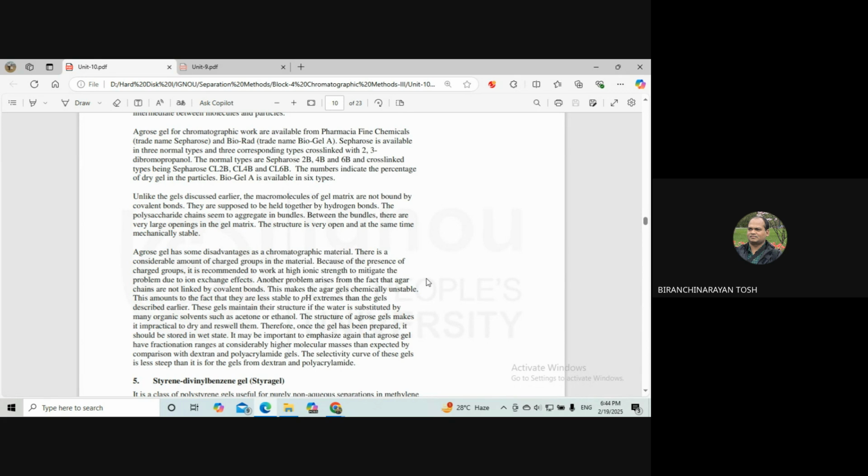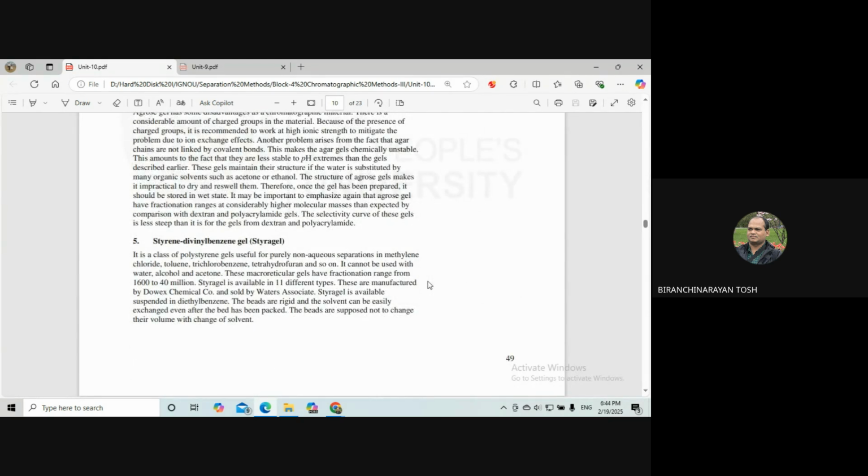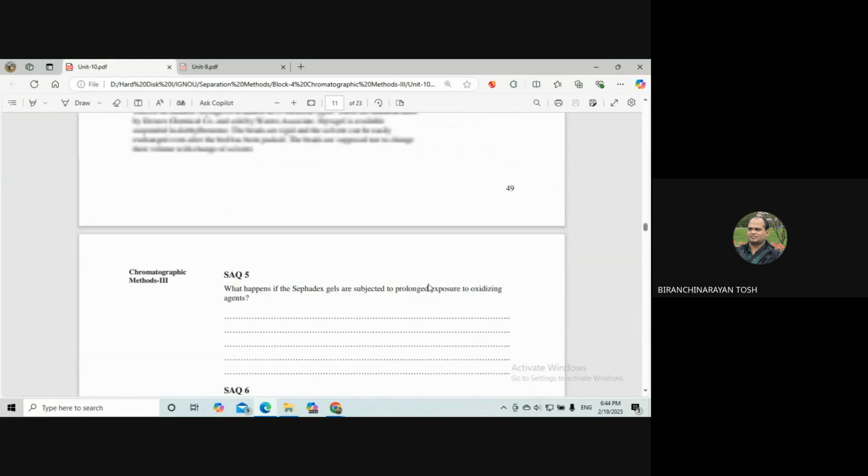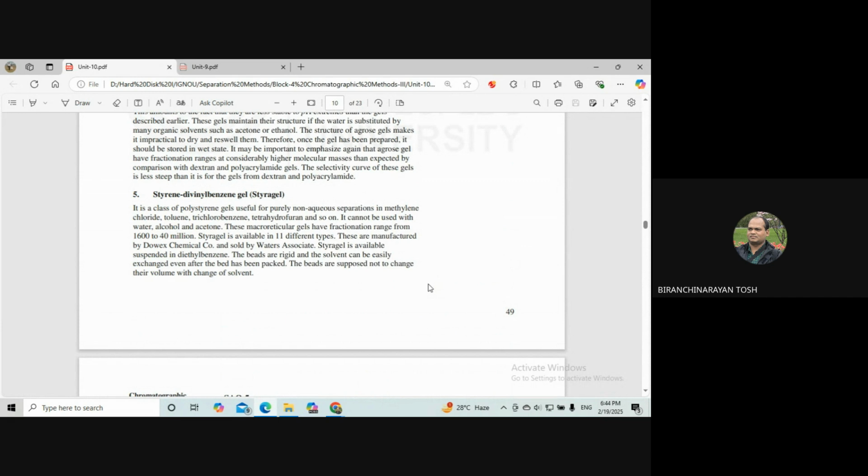Then we'll go to styrene divinyl benzene gels, that is, the Styragel. It's a class of polystyrene gel for purely non-aqueous separation, with solvents such as methylene chloride, toluene, trichlorobenzene, tetrahydrofuran, and so on. It can be used with water, alcohol, and acetone. These macromolecular gels have a fractionation range from 1600 to 40 million. Styragel is available in 11 different types. These are manufactured by Dow Chemical. The beads are supposed not to change their volume with the change of solvent.